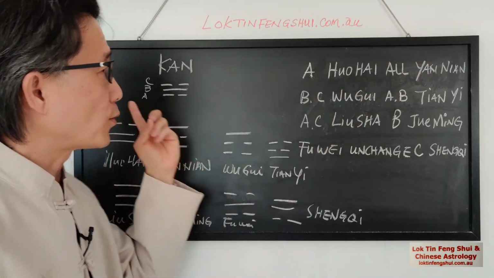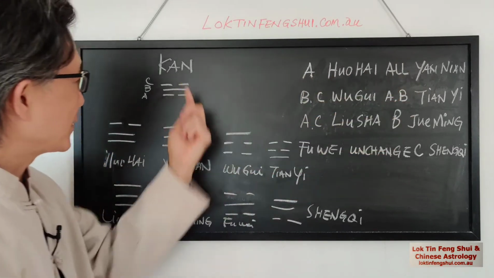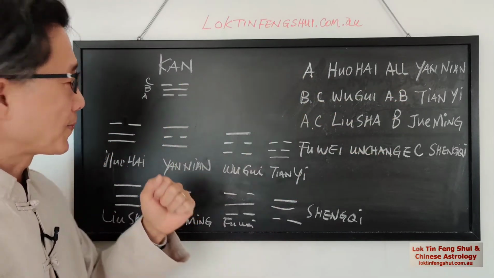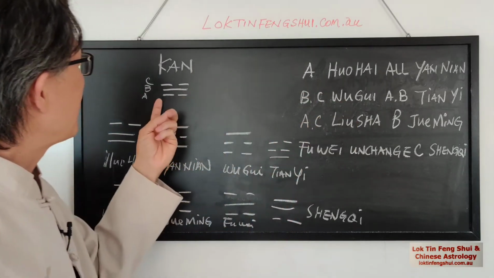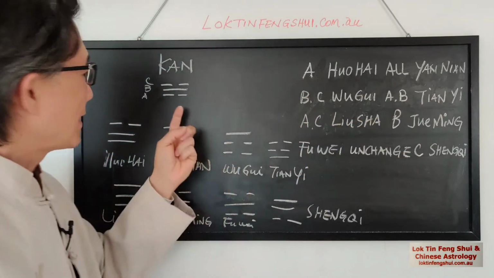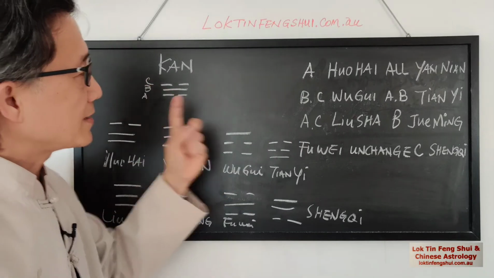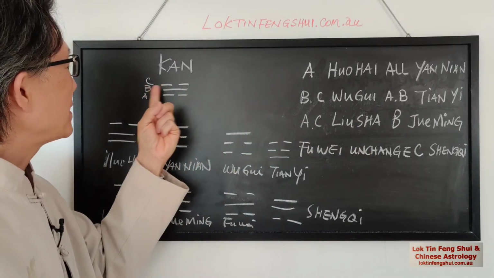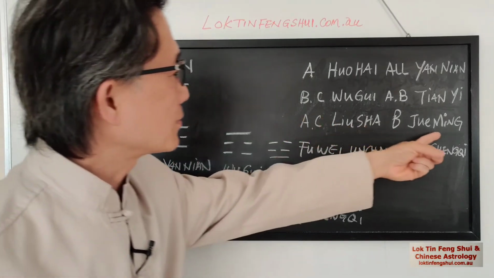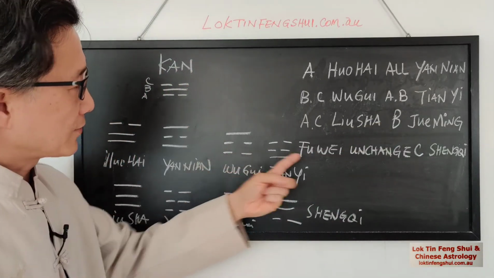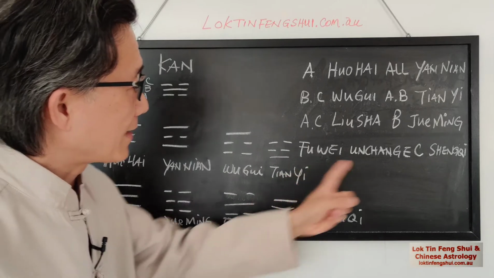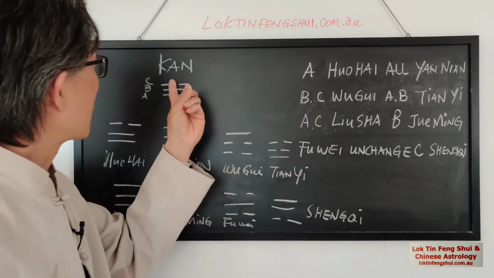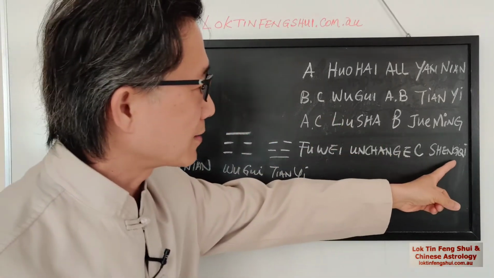Like changing A becomes Huo Hai, or all change becomes Yan Nian. And BC becomes Wu Gui, AB becomes Tian Yi. AC change, AC is Liu Sha. And B, the center one, becomes Jue Ming. And then Fu Wei is unchanged. And the C, the top one, changes and becomes Sheng Qi.